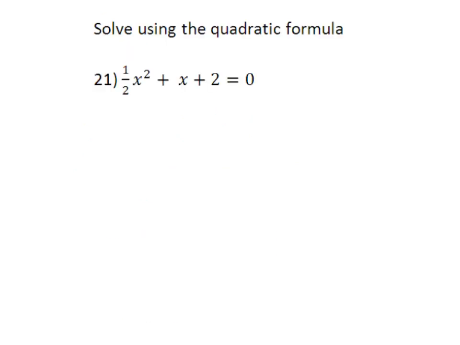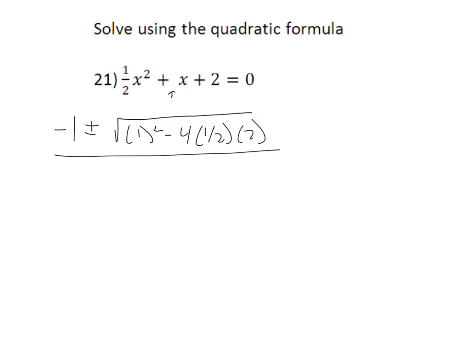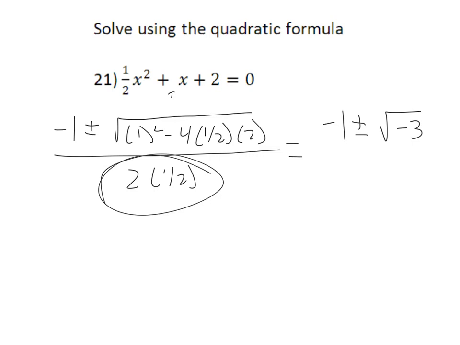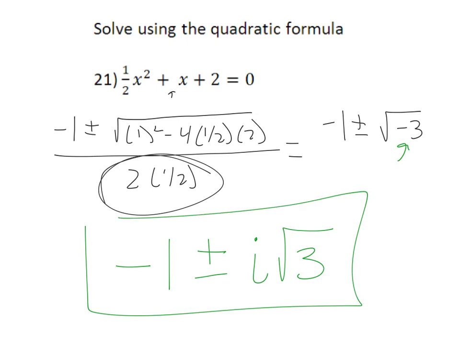Here I have to use my quadratic formula. Opposite b, there's no number here, so that's like a 1, plus or minus the square root of b squared minus 4 times a times c all over 2 times a. Now if I simplify this right now, that is equal to negative 1 plus or minus the square root of negative 3. You should never write your answer with a negative inside the root. So my final answer would be negative 1 plus or minus i square root 3, or else you could have the i on the other side. And that would be my final answer.